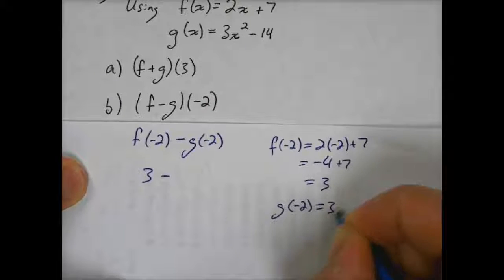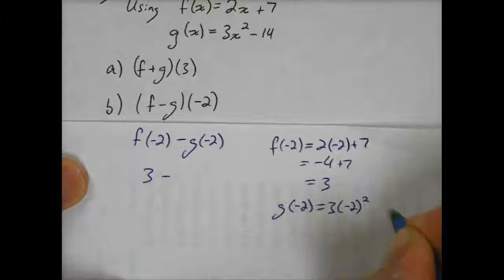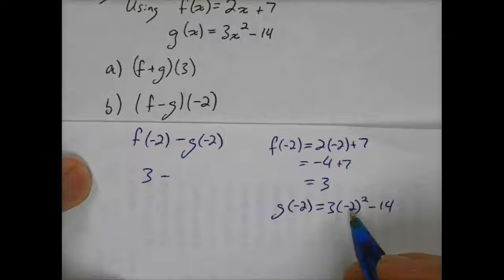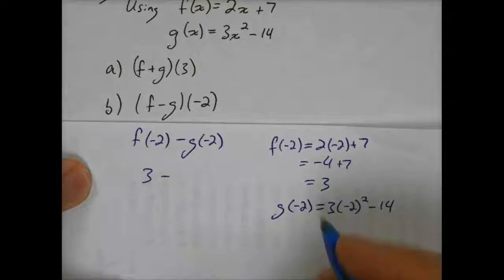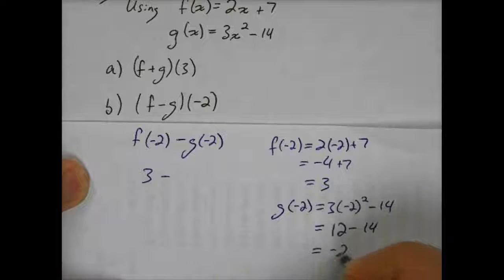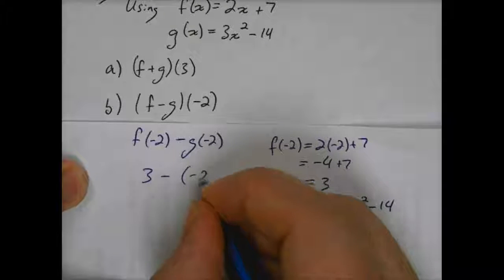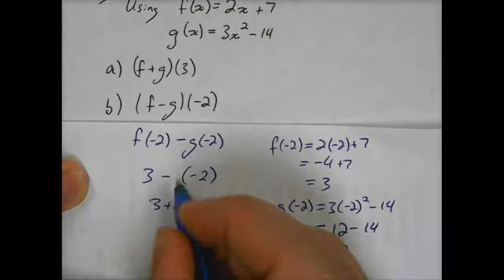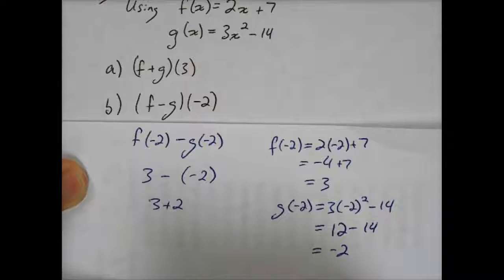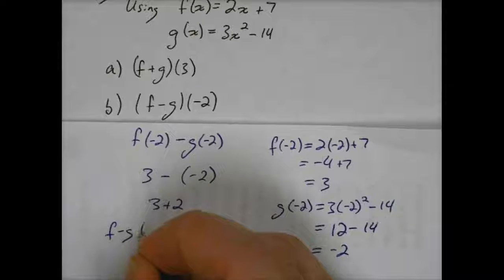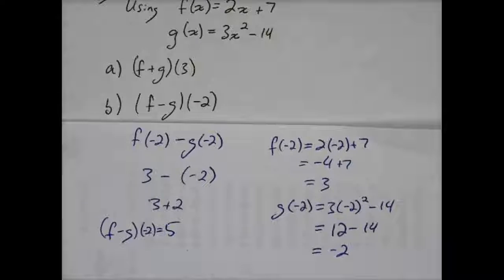Well, that's 3 times negative 2 squared minus 14. Again, make sure you do the exponent first. So negative 2 squared is 4. 4 times 3 is 12, so I have 12 minus 14, which is negative 2. So I have 3 minus a negative 2. Essentially that's 3 plus 2, because that negative distributes and makes that plus 2. 3 plus 2 is 5. So f minus g of negative 2 is 5.